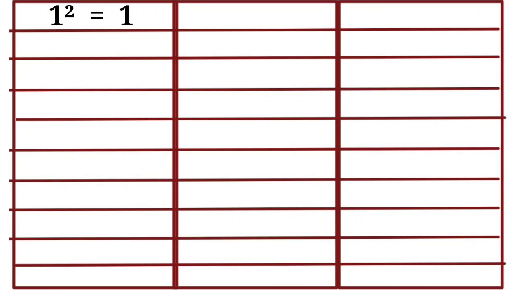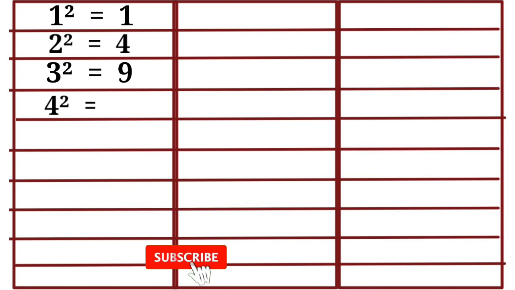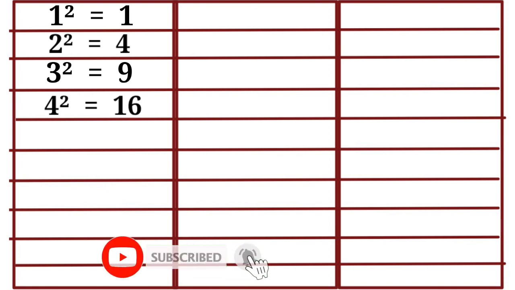1 square is equal to 1. 2 square is equal to 4. 3 square is equal to 9. 4 square is equal to 16.